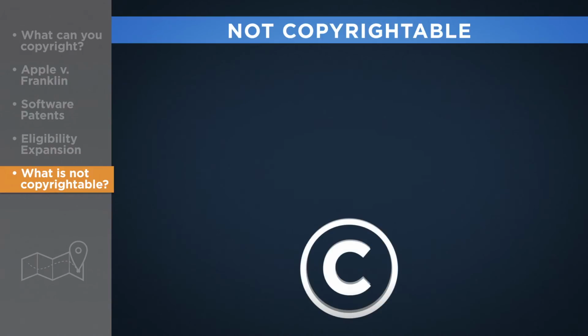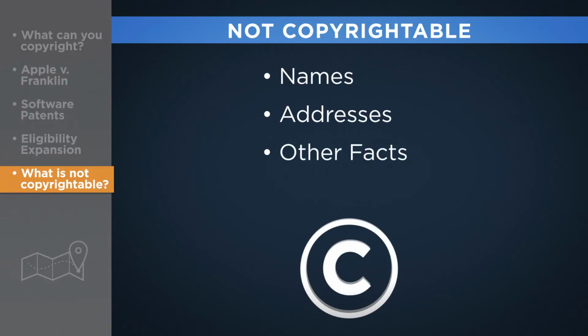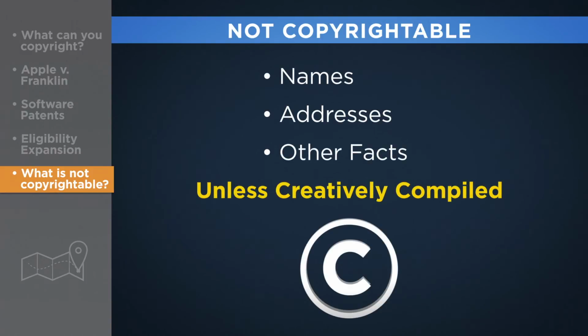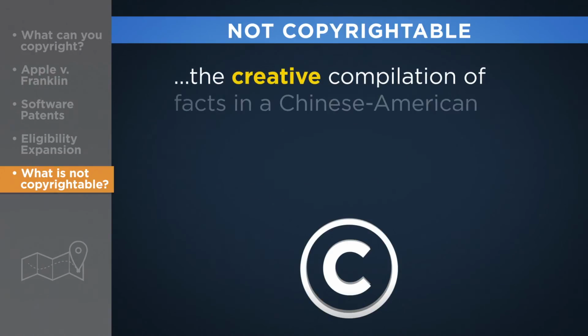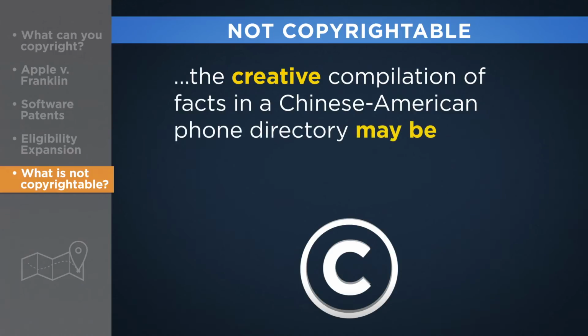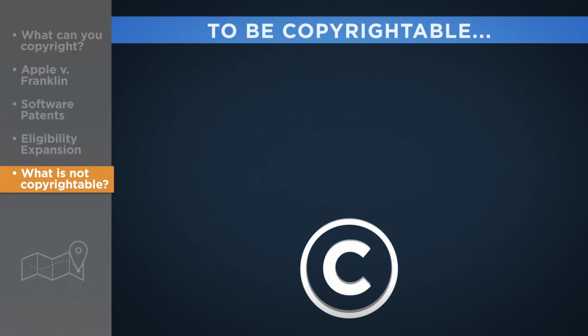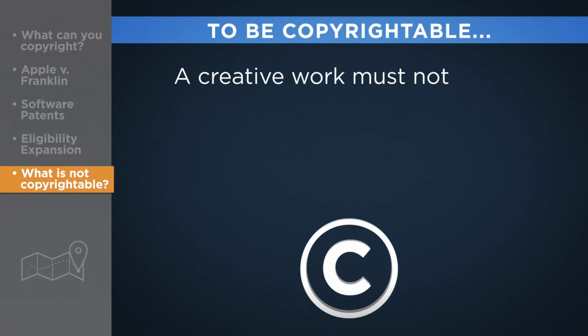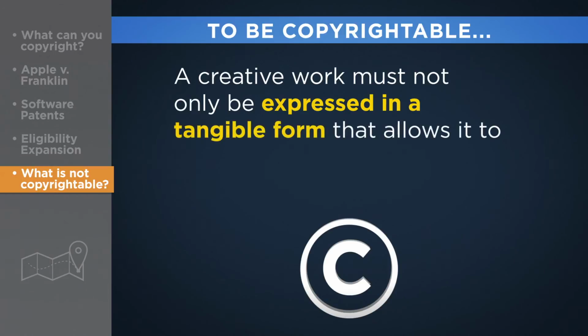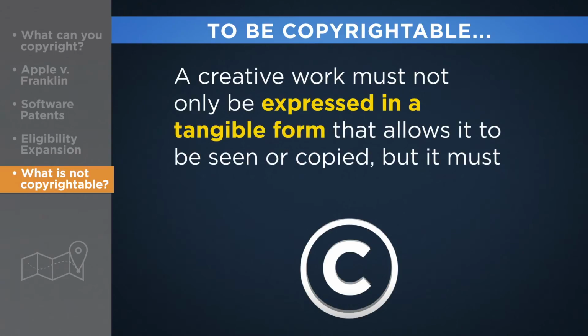Also not copyrightable are names, addresses, and other facts unless they are creatively compiled. That's why a phone book cannot be copyrighted, whereas the creative compilation of facts in a Chinese-American phone directory listing bean curd and bean sprout shops may be copyrightable under certain conditions, as a judge ruled in the 1991 case Key versus Chinatown. To be copyrightable, a creative work must not only be expressed in a tangible form that allows it to be seen or copied, but it must also be original.